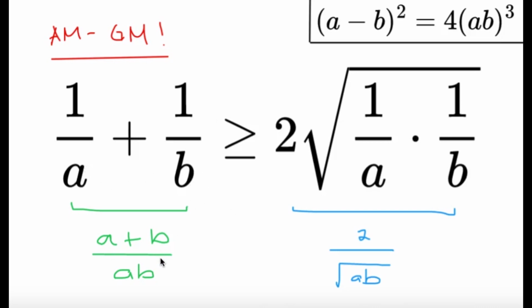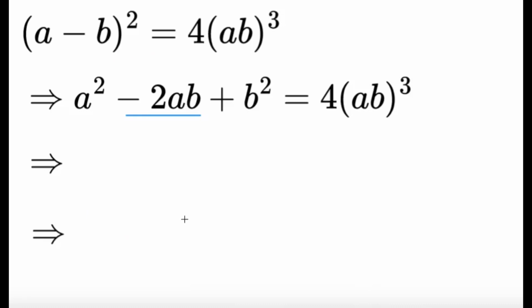That's going to be a plus b over ab. And apparently we have a lot of ab's and a plus b. There is a nice connection between the a plus b and the ab as seen in this one. So maybe we want to rewrite this in terms of a plus b and ab, because I'm pretty sure we can do that via some nice manipulation.